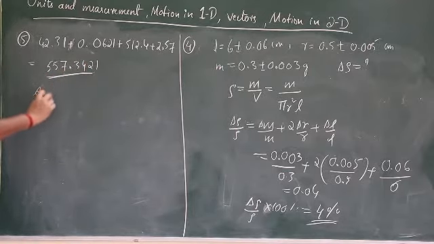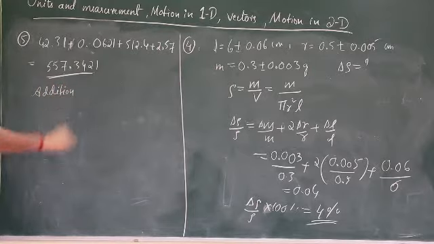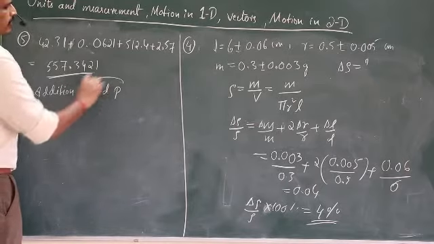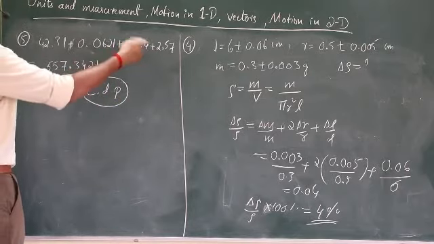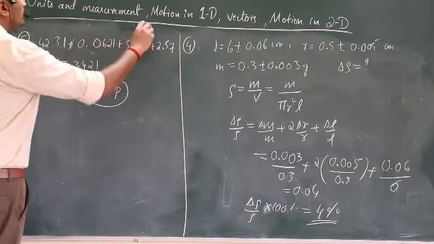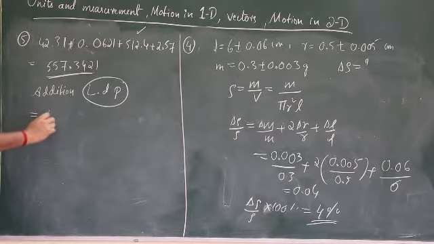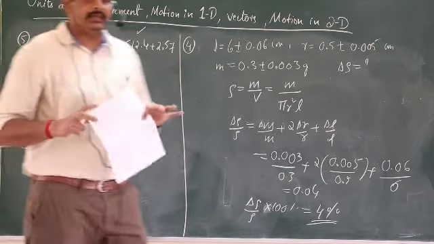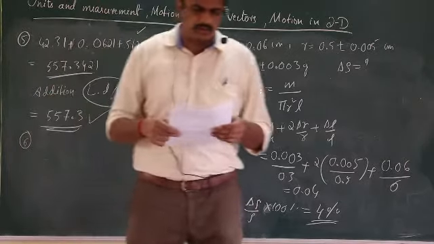But as it is addition, when you write the final answer, it should maintain the least decimal place concept. That means the one which actually has the least decimal place here, that is 512.4. So the answer should be written as 557.3. Whether it is possible to round off? No. So this is the answer. That is all about question number 5. Hope you can understand this. You remember this, right? Let us go for the next one.